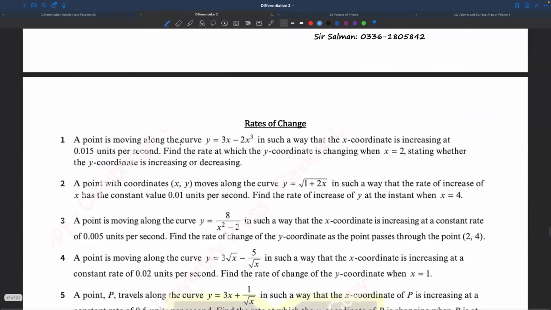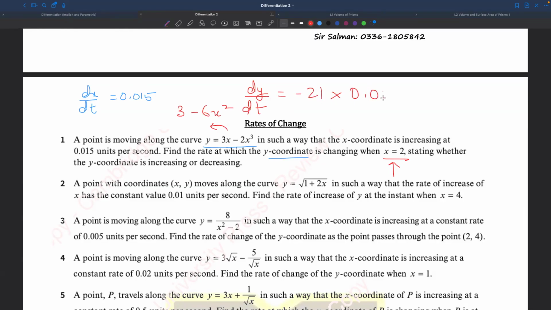Look, the point is moving along the curve in such a way that the x coordinate is increasing. You will say, sir, dx by dt is given to me as 0.015, right? Find the rate of change of y. I have to find dy by dt. The formula is what? dy by dx multiplied by dx by dt. So can I find dy by dx for this? Yes. You get 3 minus 6x squared. What is the value of x? 2. So put your 2 over here. What will it become? 3 minus 6 into 2 squared. 6 into 4 is 24. 3 minus 24 is minus 21, right? Minus 21 multiplied by dx by dt. End of question, beta.